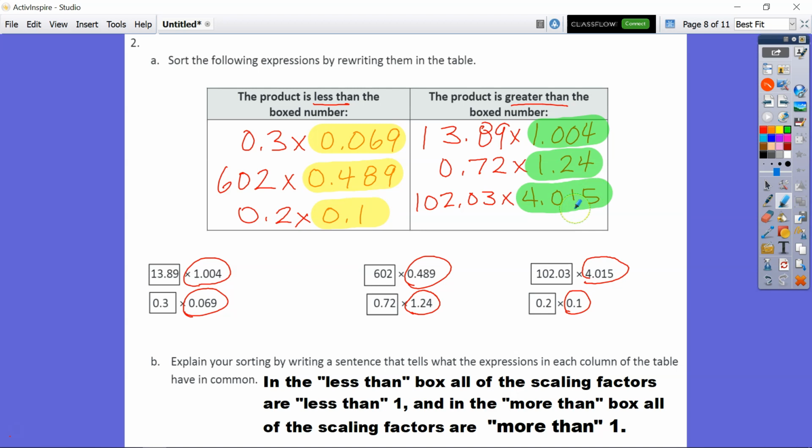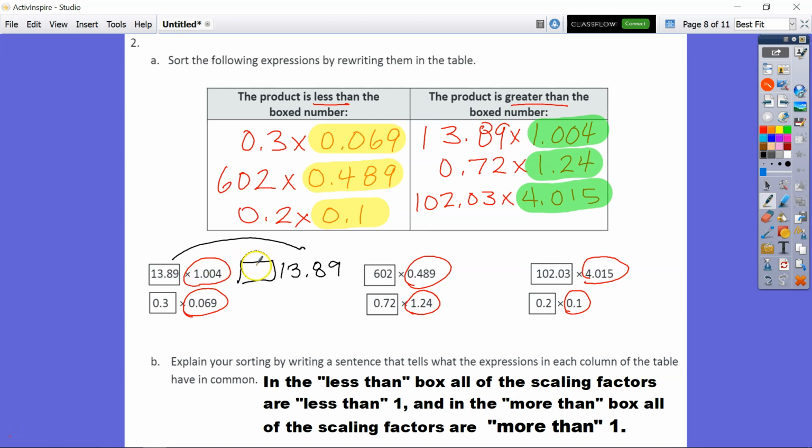Now somebody may say, well, how do you know which one is a scaling factor? Why wasn't 13 and 89 hundredths a scaling factor here? Because remember, it says the product is less than the box number. So the box number is going to be compared to. So basically what we're doing is putting a greater than, less than, or equal to sign, and then we're rewriting the box number. So because this repeats, you know that the other number is your scaling factor.